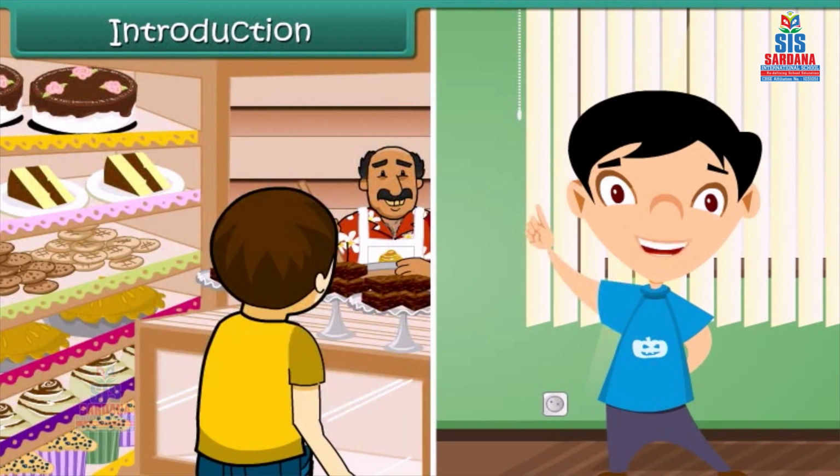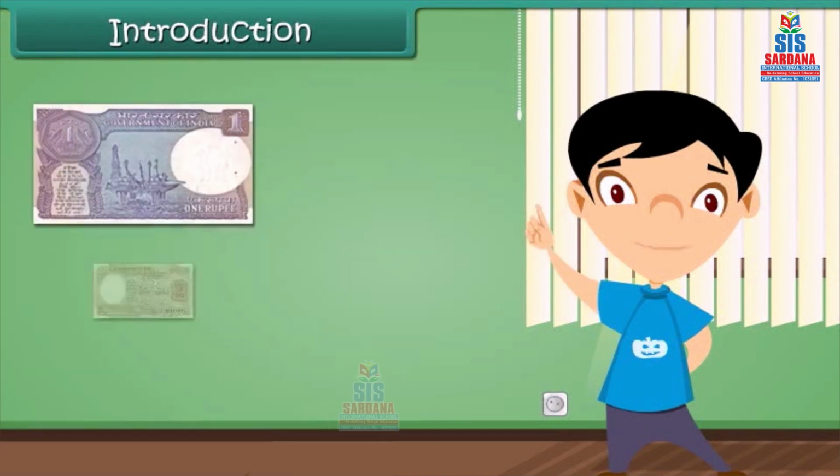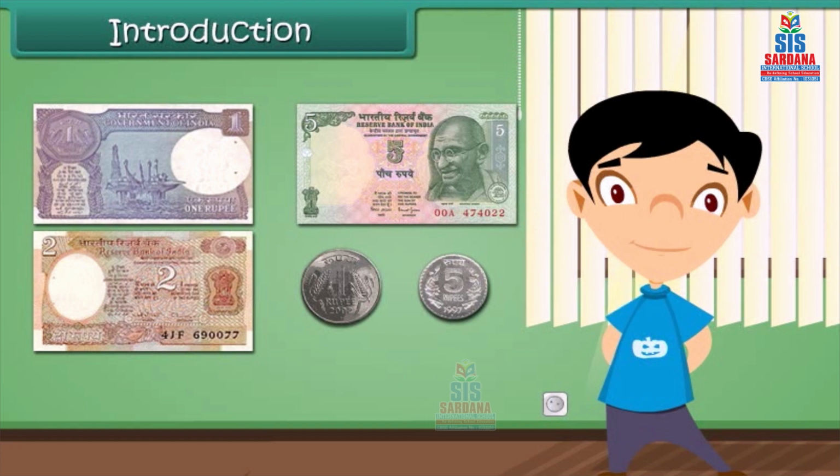I want to buy some chocolates. For this, I need to give money to the shopkeeper. Without money, he will not give us anything. Do you know what money is? Okay, I will tell you more about money.